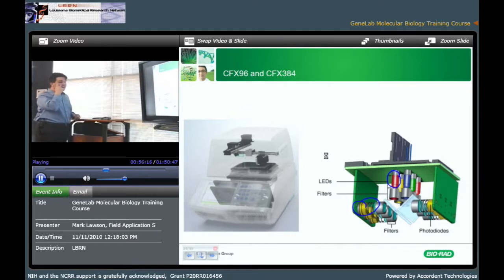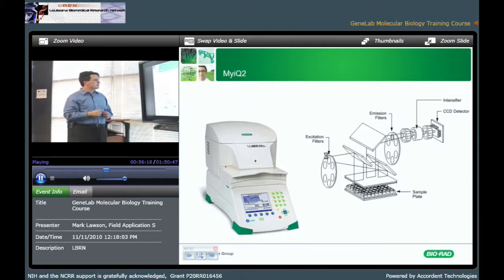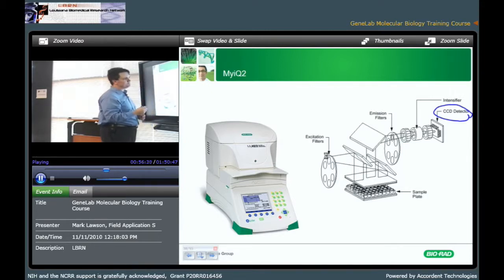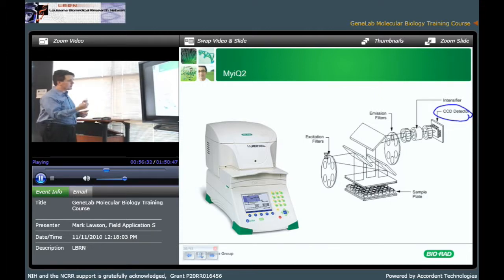And then we have a slightly older system that we're still selling called the MIQE 2, and it's a two-color instrument that is based on CCD detector. It's based on excitation filters and emission filters, and we have a lamp excitation. And again, filtered on the way in and the way out.